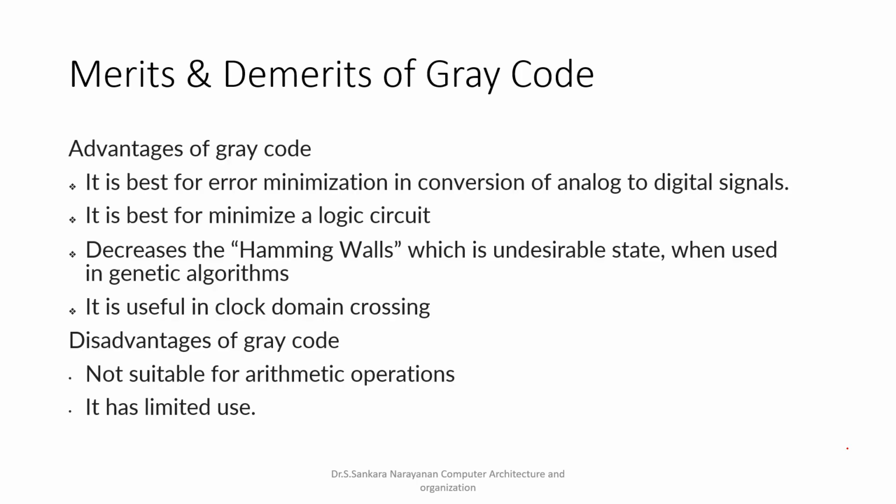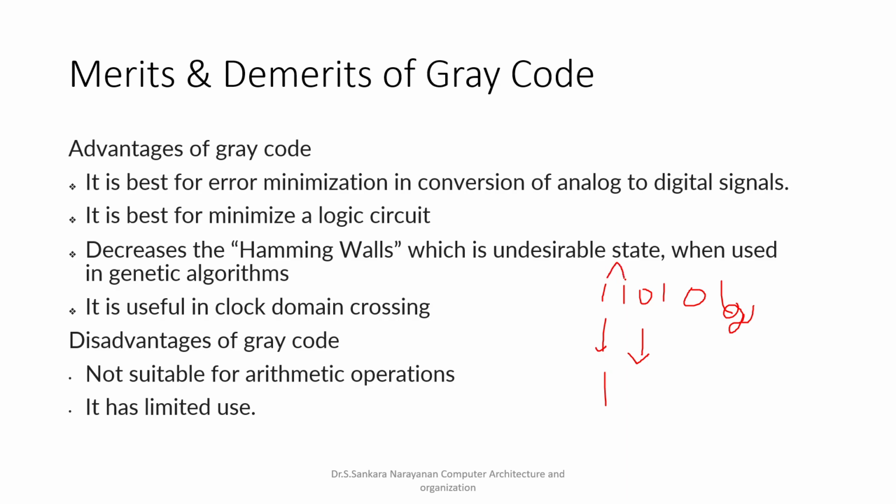We will see one more example. Assume that I'm going to convert 110101, which is in binary, into gray code. First, the MSB I have to retain as it is, 1.